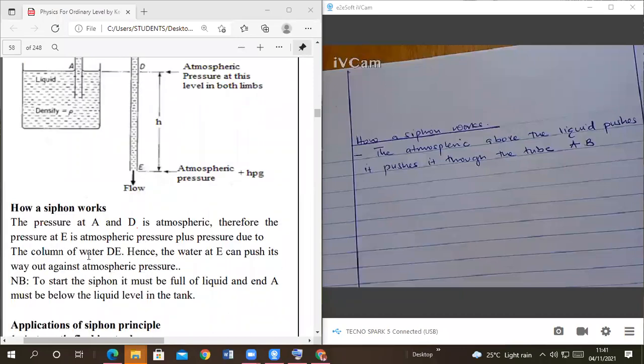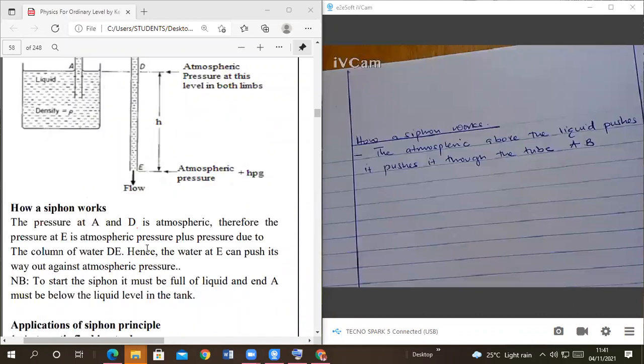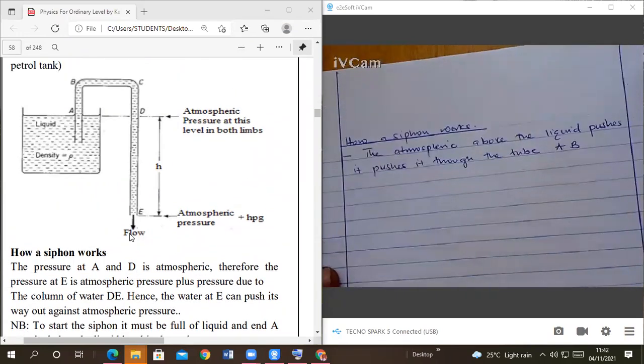So they are saying that the column of the water DE, from D to E. Let me repeat, the pressure at A and D is atmospheric pressure. Therefore, the pressure at E is atmospheric pressure plus pressure due to the column DE. So, hence the water at E can push its way out. Here they do not explain it very well, so we can explain it very well here. So the water between C and D is acted upon by the force of gravity and it falls freely.